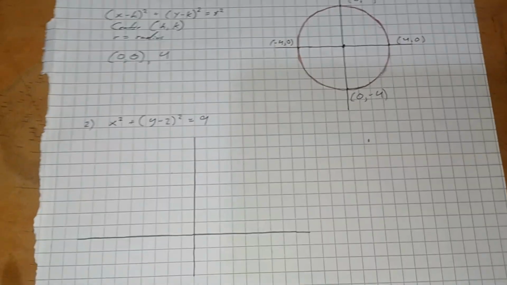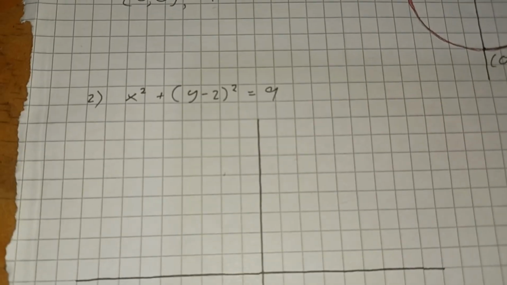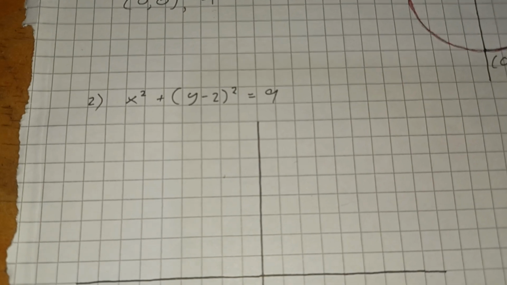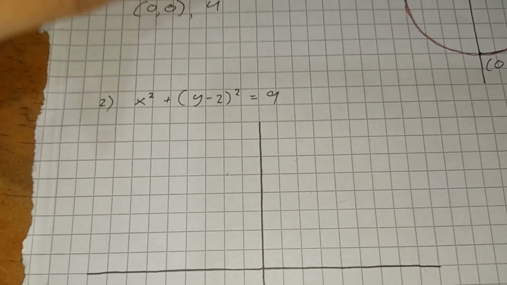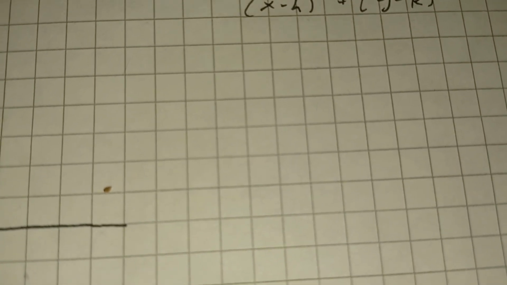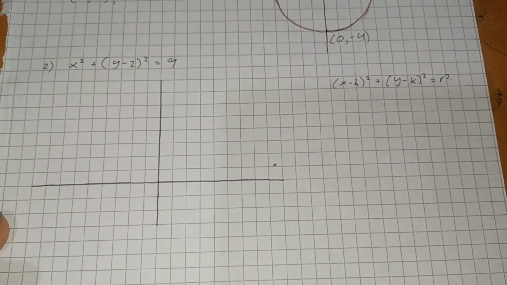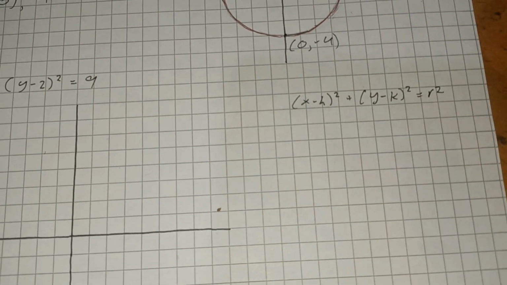So now let's go ahead and move on to the second example. We have x squared plus (y minus 2) squared equals 9, right? So again, we are going to write our equation for the standard circle. Let's write it right here, which is going to be (x minus h) squared plus (y minus k) squared equals r squared. So yeah, you get the point. So that's going to be our standard equation for the circle.